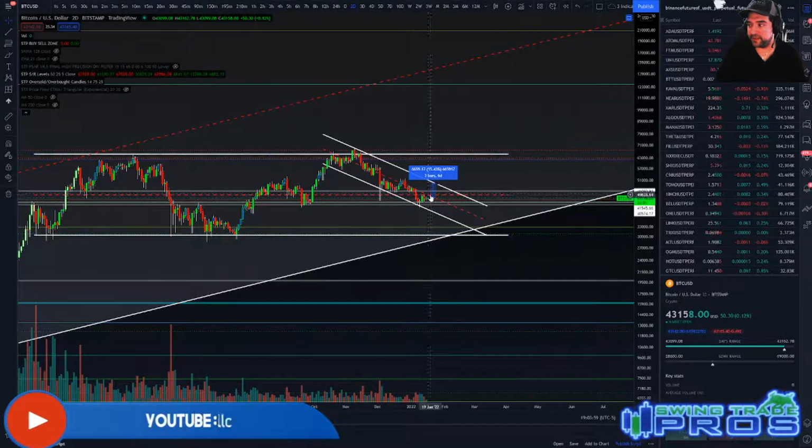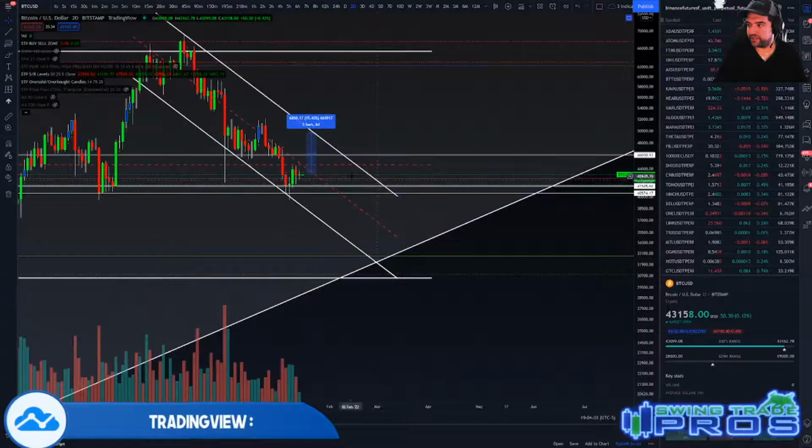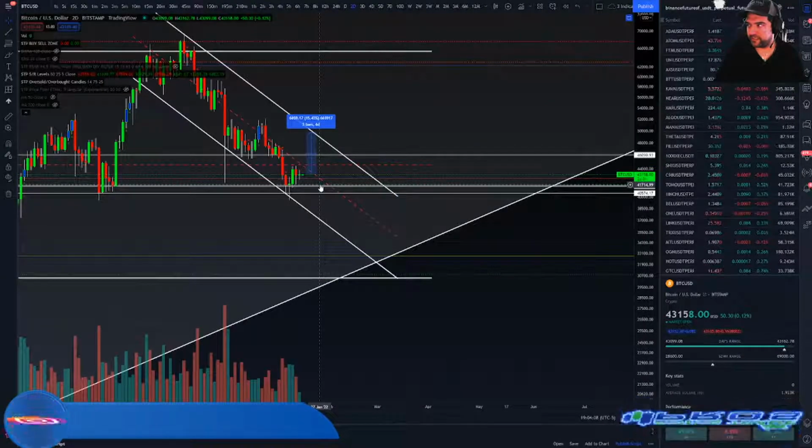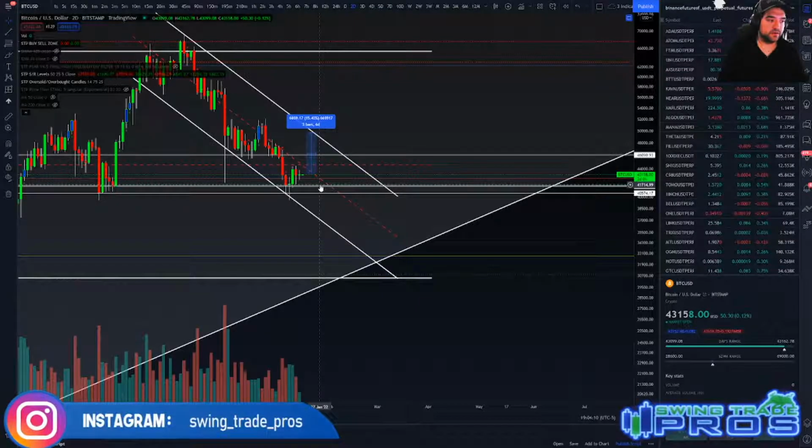And if we do get a push, we could test up to this 45 to 46k level. If we get a rejection, we're looking at the lower end of the range, right? The 40.6 to 42k range, right?